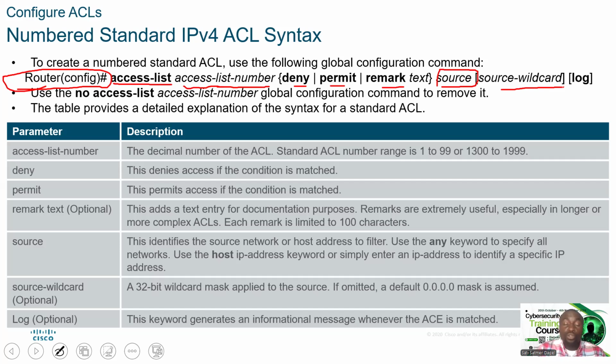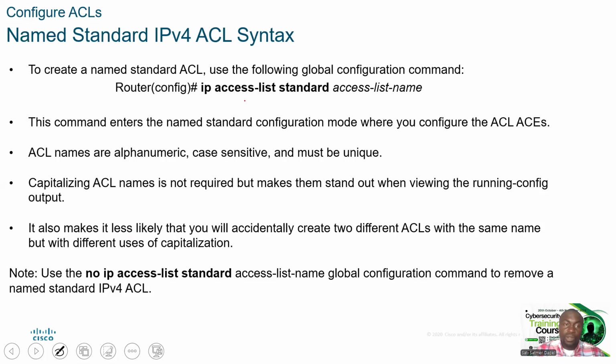If you want to remove the command, just use no in front of it. So no access-list, then you give the access list number. Press enter, and then it will remove it. Very, very simple. So access-list 10 deny 192.168.1.1, wildcard mask 0.0.0.255. Press enter. Okay.